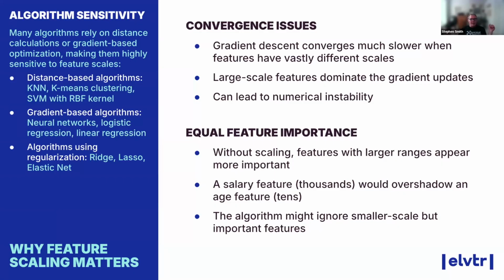It's like having a ruler where you have to measure inches and miles. You have two completely different scales, right? And then the other case is gradient-based algorithms, like neural networks, which use calculus to find the best solution. So when features have vastly different scales, the optimization bounces around instead of smoothly finding the answers. So again, this is a super important concept. We talked a little bit about scaling.